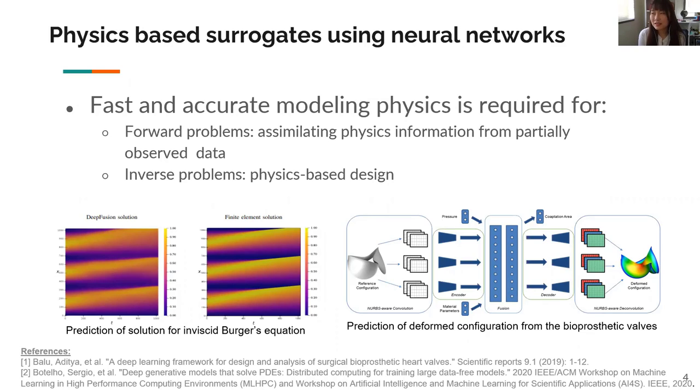So, physics-based surrogates using neural networks. This is a new concept that uses machine learning as a surrogate model for simulations, or as a PDE solver. So why do we need that? We have two aspects. One is for forward problems. Second is for inverse problems. What are forward problems and what are inverse problems?